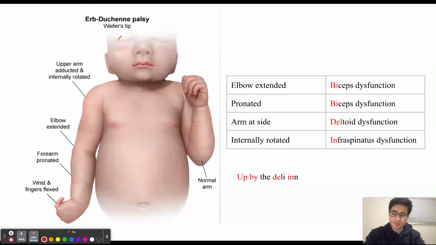Now, this is how the person will look with Erb's palsy. This is also called waiter's tip. So this is the hallmark picture of a person with Erb's palsy.